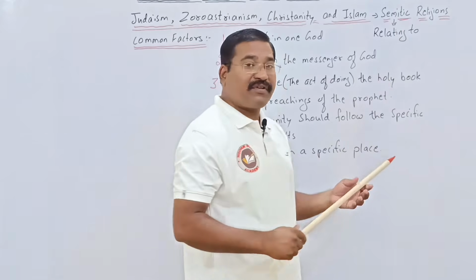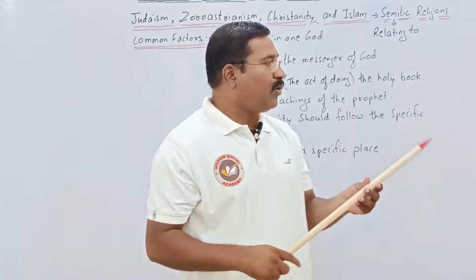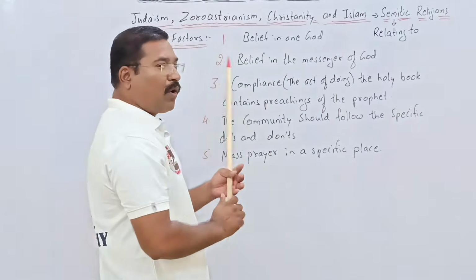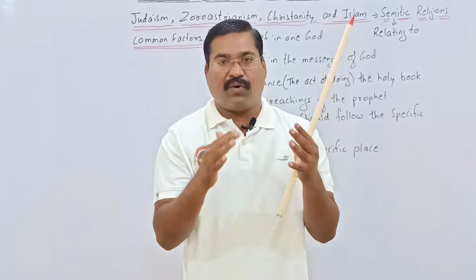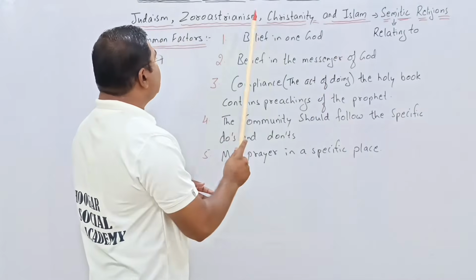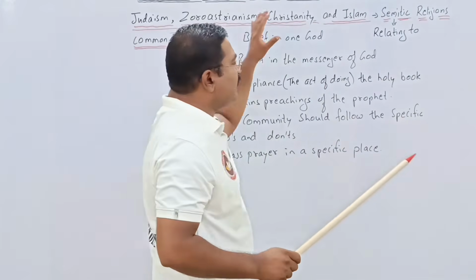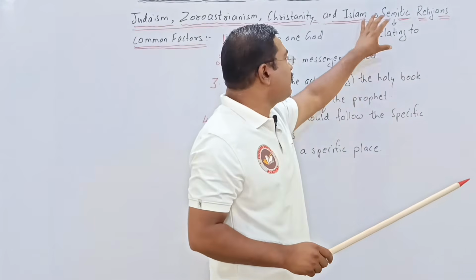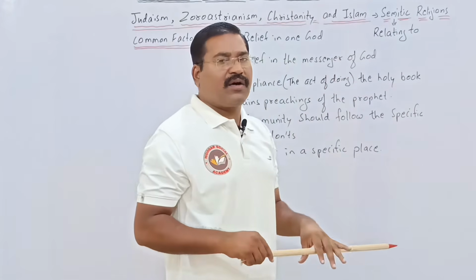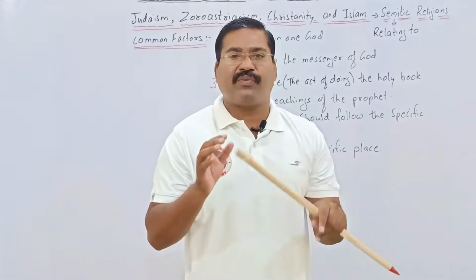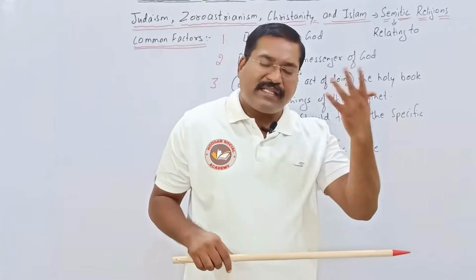Now Semitic, what does it refer to? It refers to relating to. So all four are related to each other, and in the further topics you will get to know that. Islam, Christianity, Zoroastrianism, Judaism are called Semitic. Semitic means relating, so all these religions are, one way or another, touched with each other.